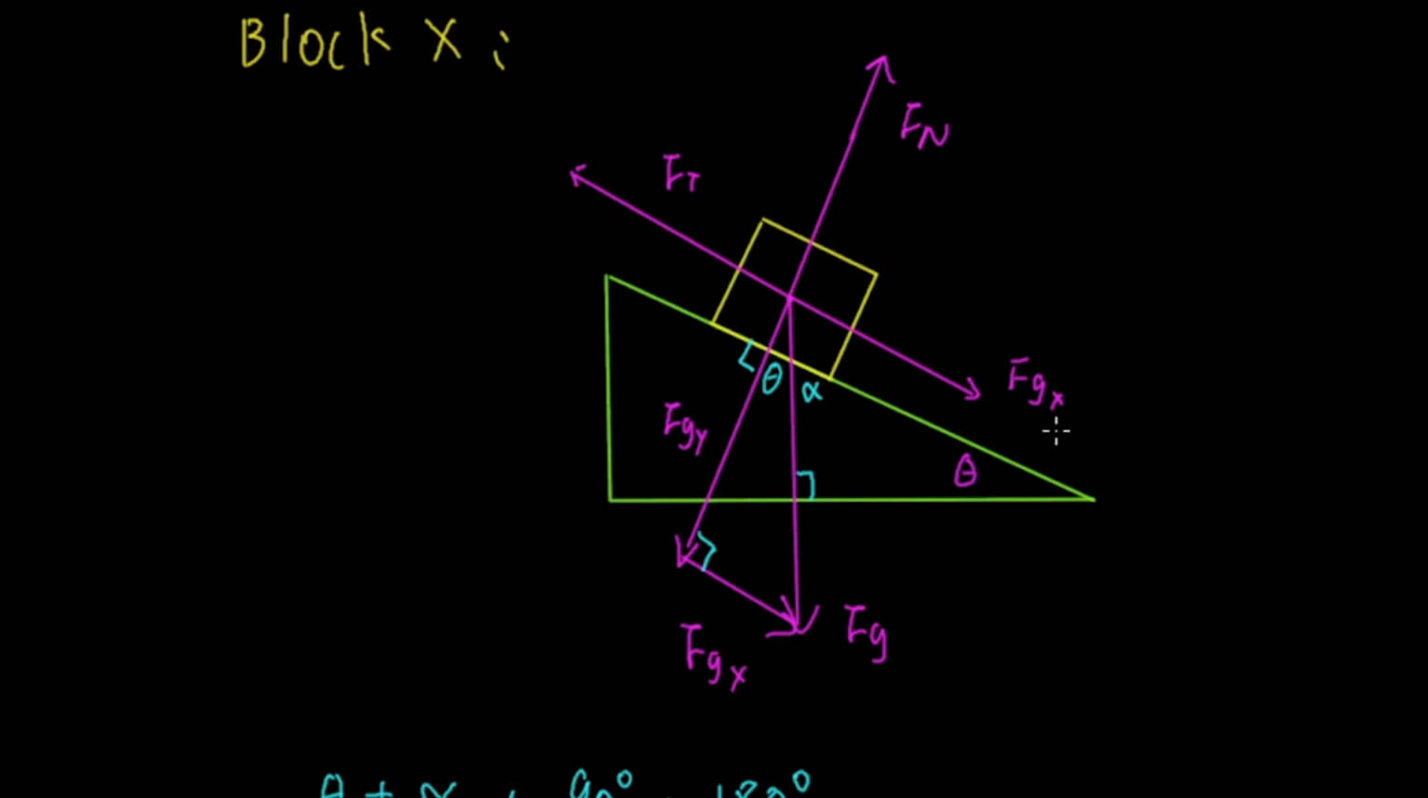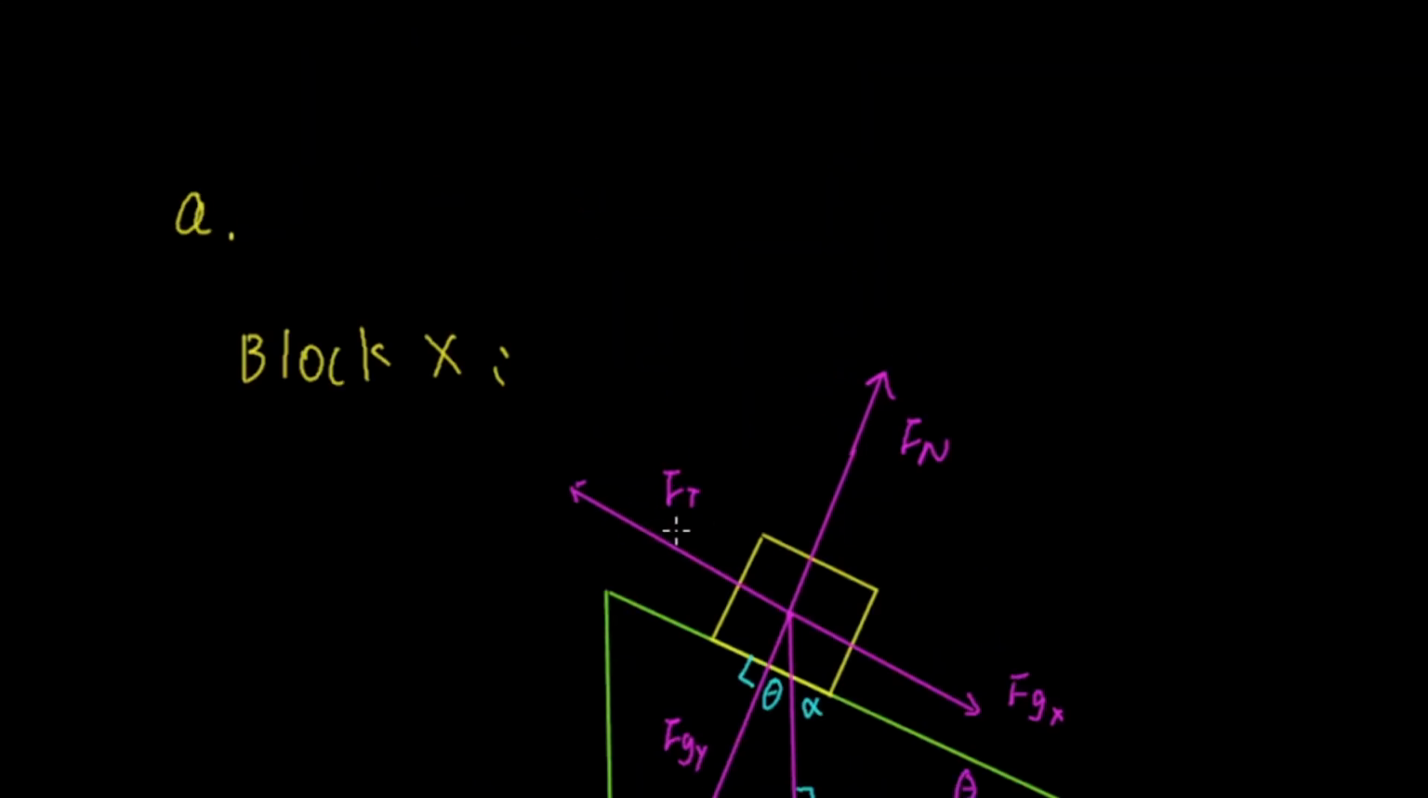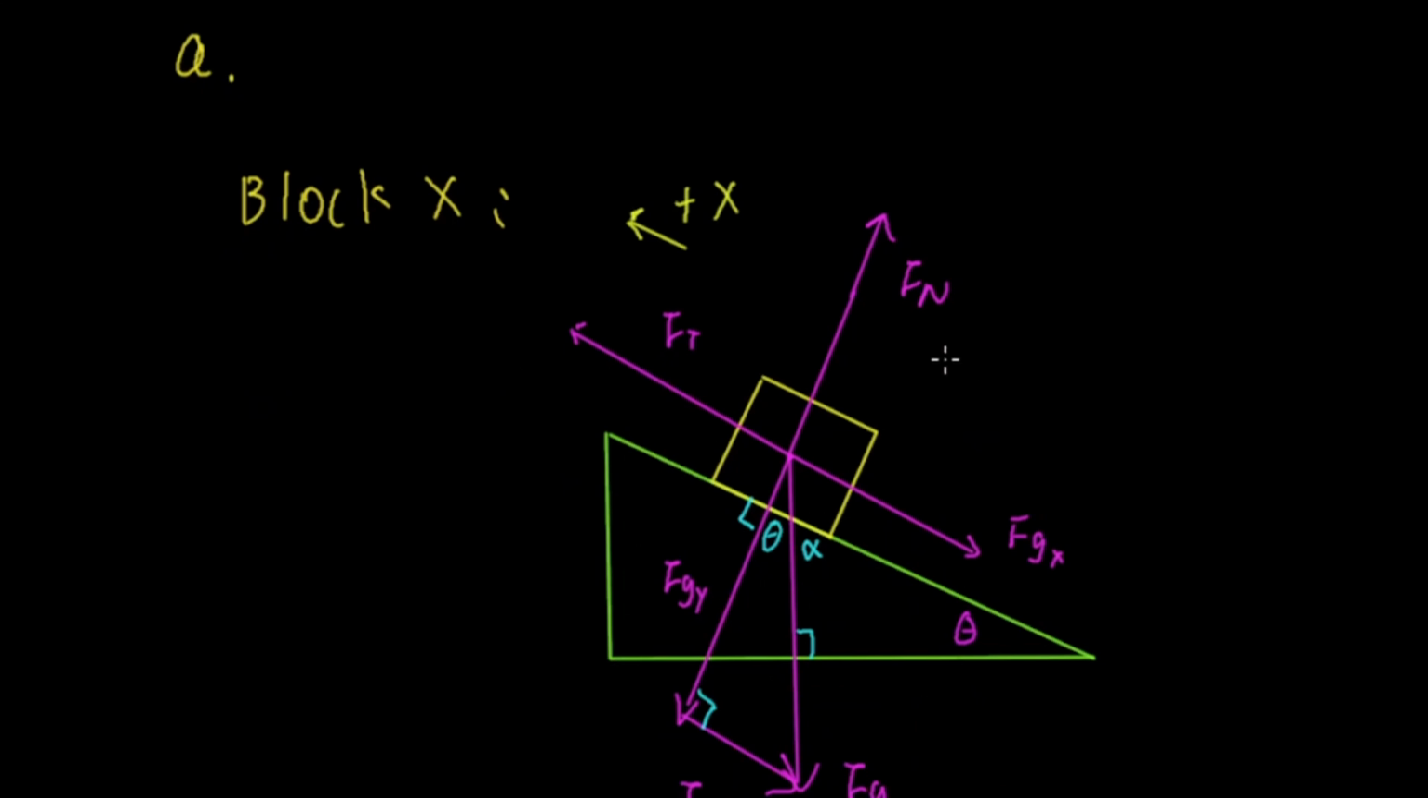Now, let's write an equation for all the forces acting in the horizontal direction of block X, which is the X direction of block X. Now remember, we're choosing this one to be the positive X direction, okay? So again, this side here is the positive X direction. So our equation should be like this. Tension force minus force of gravity in the X direction equals mass times acceleration, right? Because it's moving upward this way.